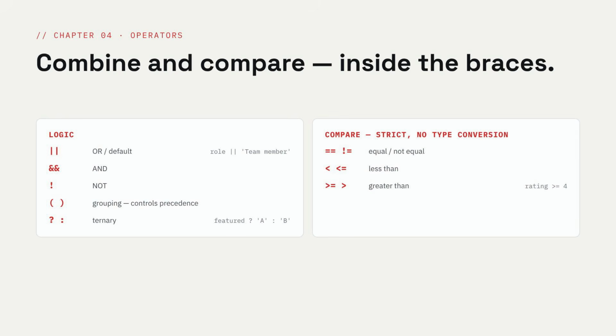Now let's look at comparisons. Double equals and not equals are used to check whether two values are equal or different. Then we have the ordering operators: less than, less than or equal, greater than, and greater than or equal. These comparisons are strict. HTL does not automatically convert one type into another. This is important when working with values from dialog.